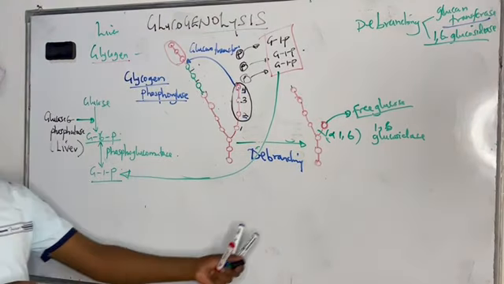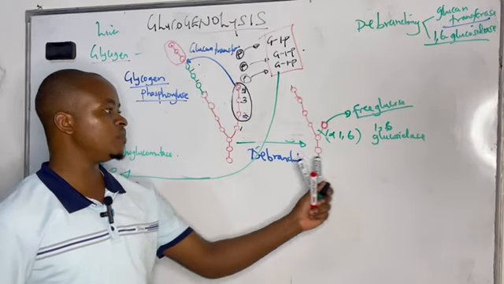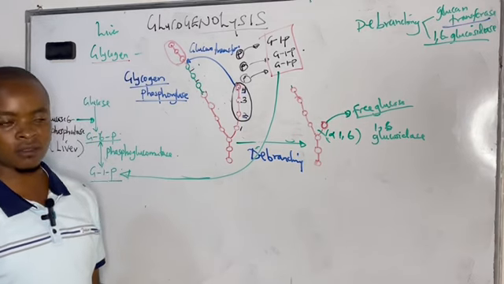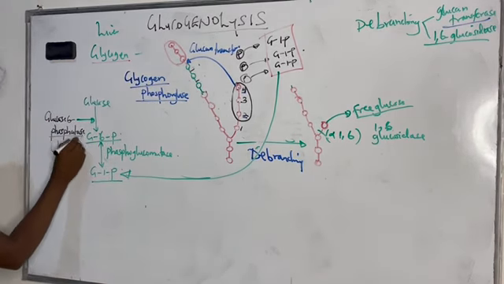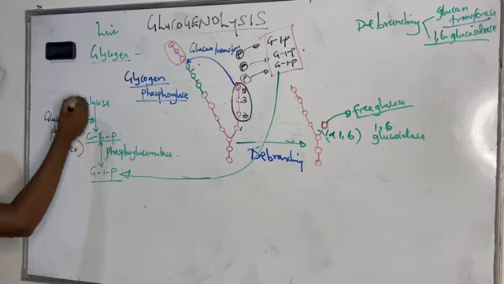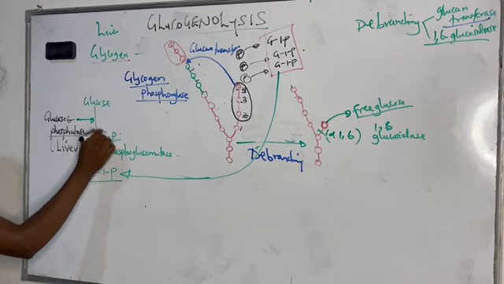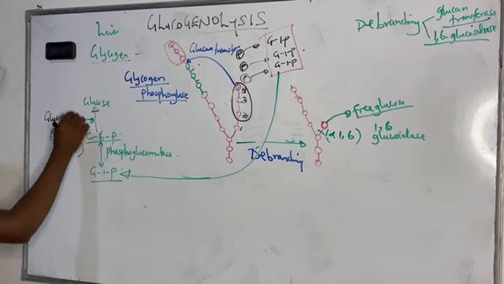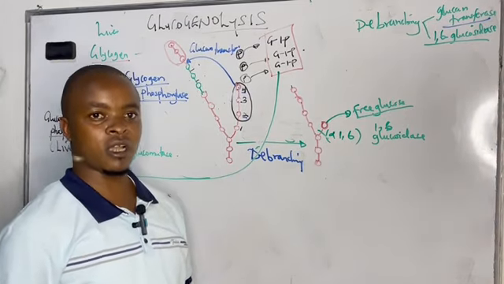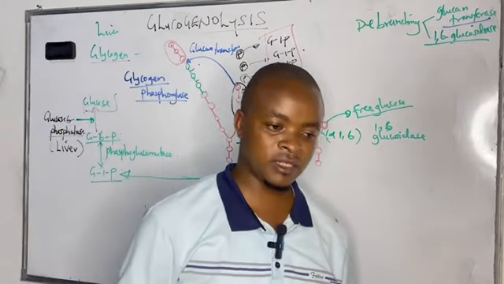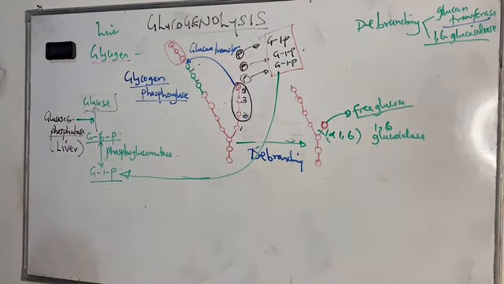In skeletal muscles, we can only utilize the free glucose that is released by a debranching enzyme known as 1,6-glucosidase. In the liver, we have the glucose 6-phosphatase enzyme, which catalyzes the conversion of glucose 6-phosphate to form glucose. And this glucose which we have formed is the one that can enter into glycolysis and the Krebs cycle to provide energy. And that is how glycogenolysis occurs.